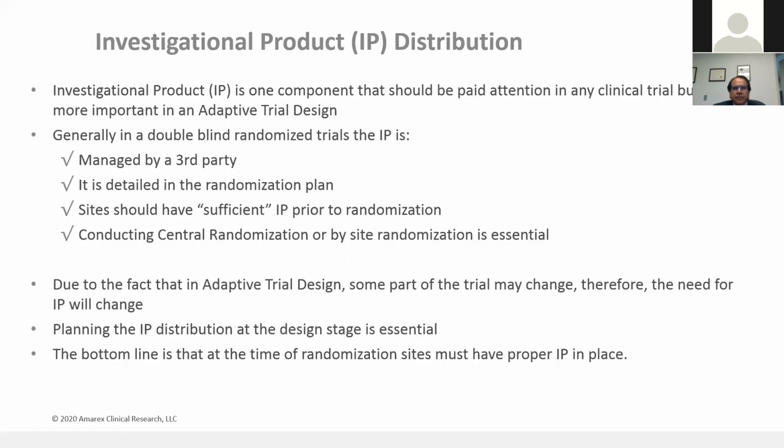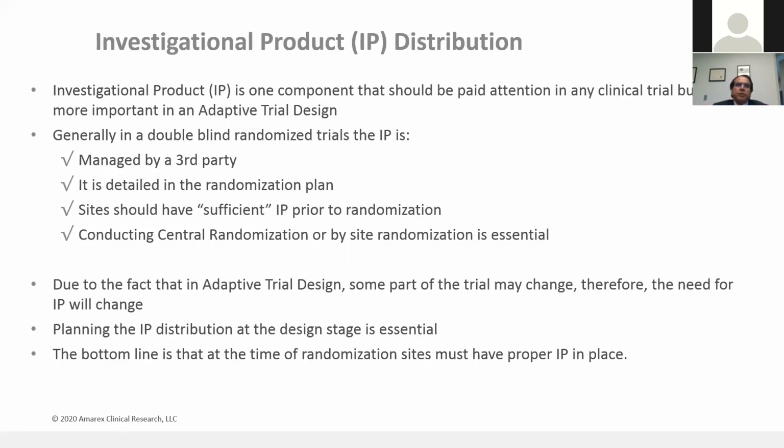And there are different, if you do by-site randomization or central randomization, that the IP management is different. But in adaptive trial design, due to the nature and the fact that the design of the trial in the middle of the trial will change, if that's the case, then the way that the IP was distributed to the sites may change as well. So you need to plan in advance how you are going to, let's assume at the beginning of the start, you're going to have 3 arms: placebo, low dose, high dose.